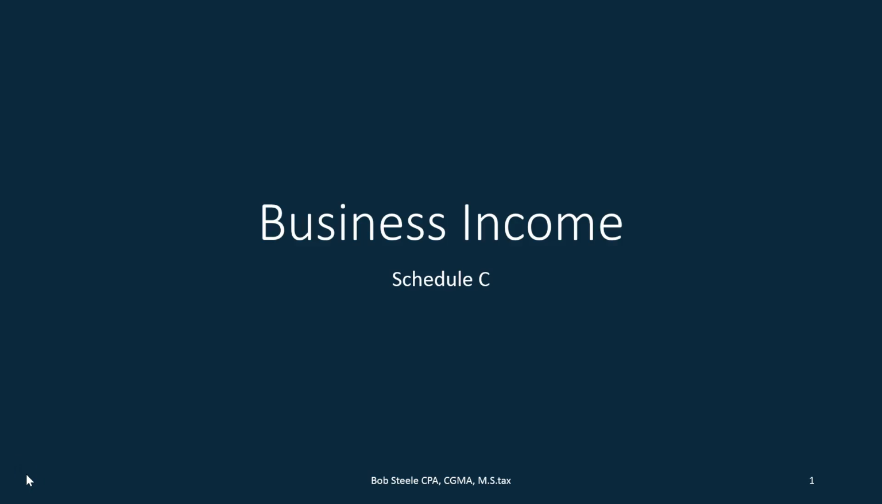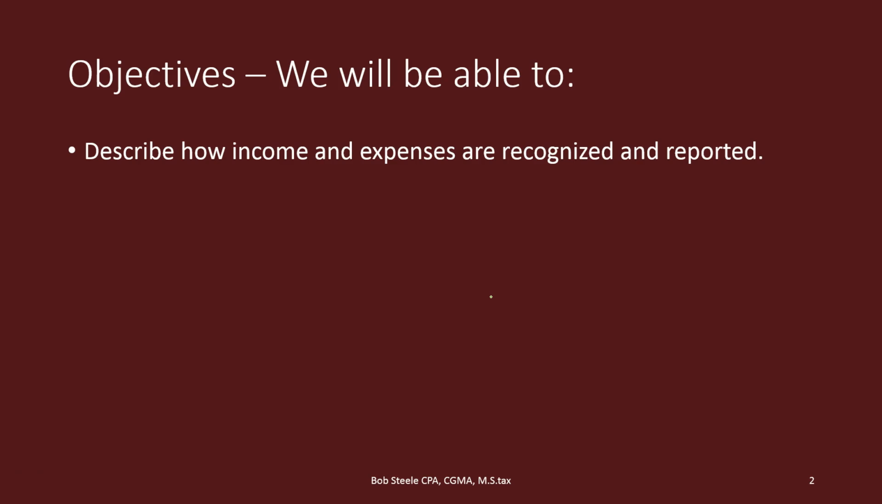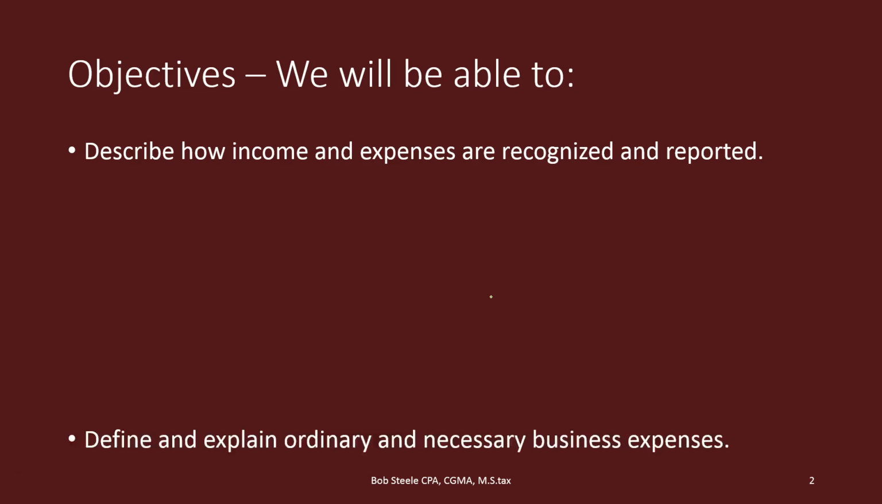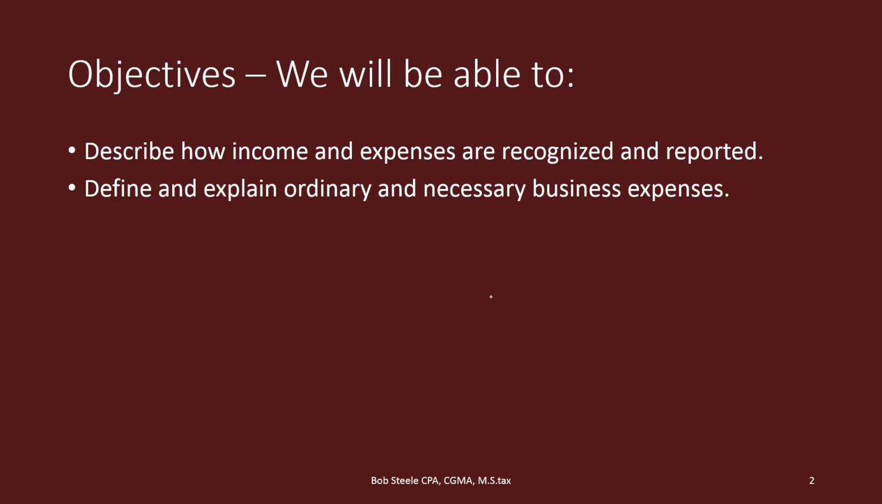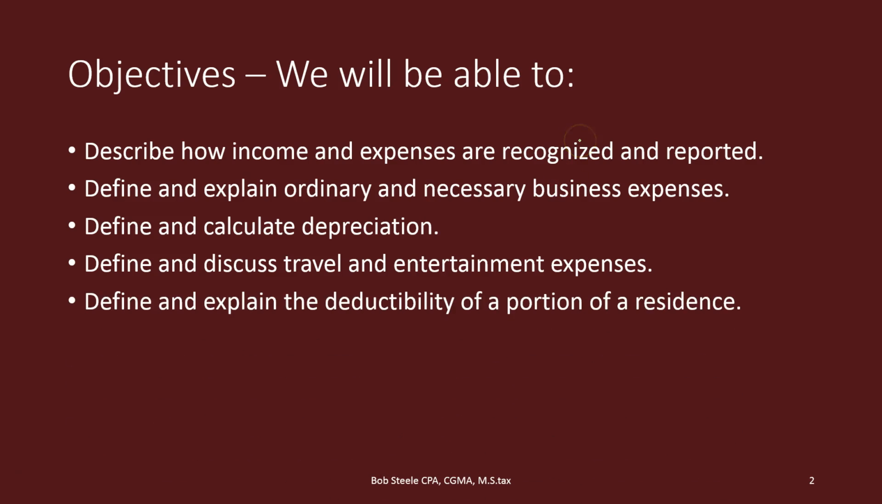In this video, we will be discussing business income, which is reported on a Schedule C. So the objectives are, at the end of this, we will be able to describe how income and expenses are recorded and reported in terms of business income, of course, define and explain ordinary and necessary business expenses in terms of business income, define and calculate depreciation, define and discuss travel and entertainment expenses, define and explain the deductibility of a portion of a residence.